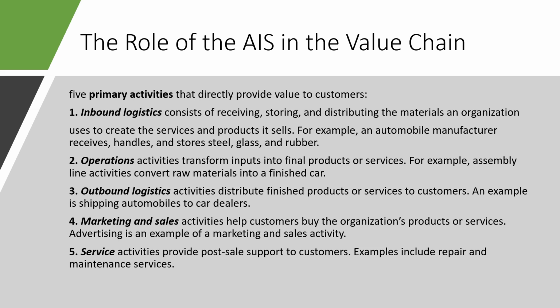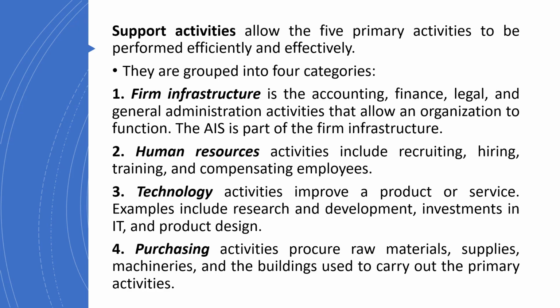And we have the marketing and sales, which help customers buy the organization's products or services. Advertising is an example of a marketing and sales activity. And we have also the service activity, which provides post-sale support to customers, like repair and maintenance services. These are the primary activities, directly providing customer value, so adding value to the customer. Next, support activities allow the 5 primary activities to be performed efficiently and effectively.